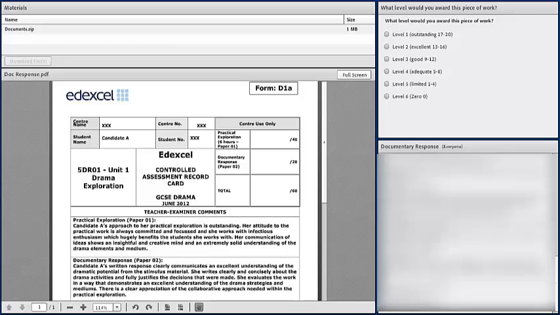And if you take a look at the documentary response comments, they are equally general. We've got candidate A's written response clearly communicates an excellent understanding of the dramatic potential from the stimulus material. She writes clearly and concisely about the drama activities and fully justifies the decisions that were made. She evaluates the work in a way that demonstrates an excellent understanding of the drama strategies and mediums. There is a clear appreciation of the collaborative approach needed within the practical exploration.